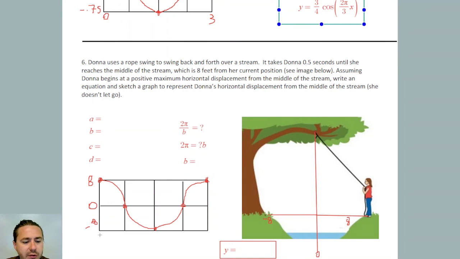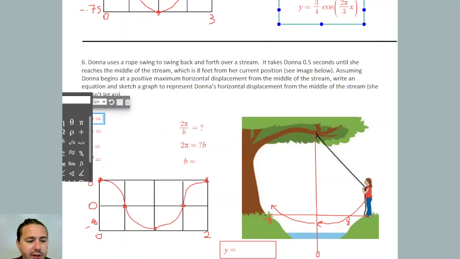Okay, so for the horizontal axis, we're going to start at 0. And how long does it take? It takes 0.5 seconds until she reaches the middle of the stream. So for her to get from here to here is half a second. So to get all the way across, that's going to be 1 full second. But the period is 1 full cycle, and so to complete the cycle, we have to go back as well. So the cycle is going to end after 2 seconds. So it's a half second, another half second, and another half second. All right, I think that's everything we need.